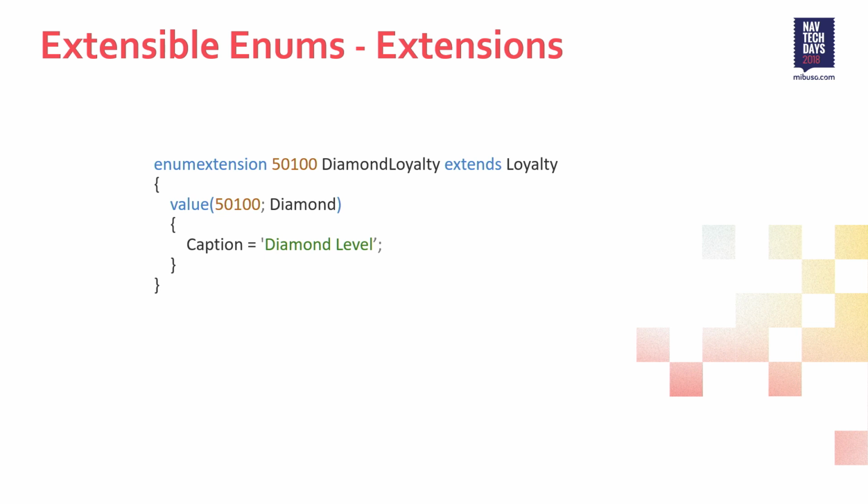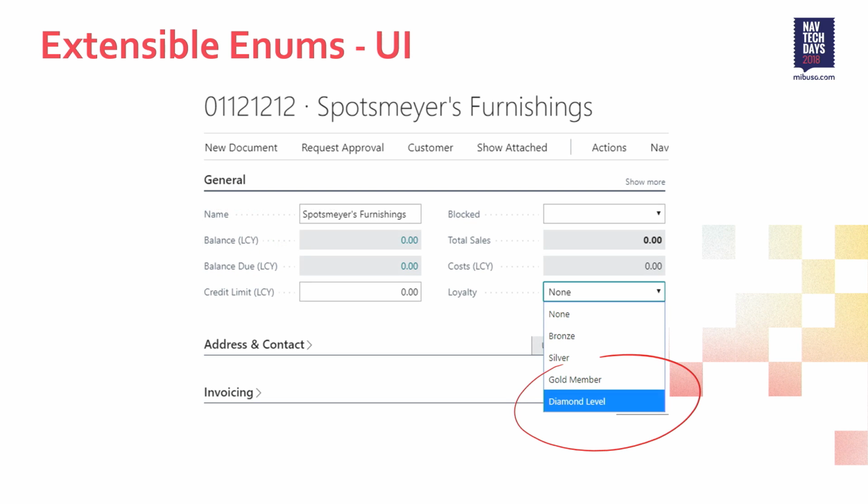And in this case, I basically extend the loyalty enum I created before. I add another value to it, which is the diamond level. And I supply my ordinal value. In this case, I take it from my own range. It's an ID, it will be persisted, so it should be within your own range so you don't clash with any others. And if I create this and deploy it, I will be able to get another outcome listed automatically in all the places where I have a dropdown on this enum.